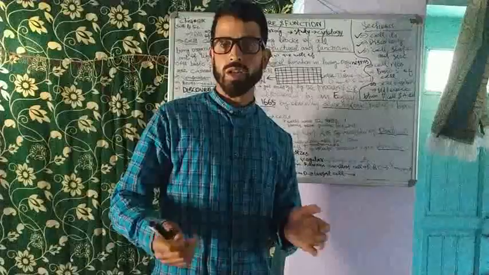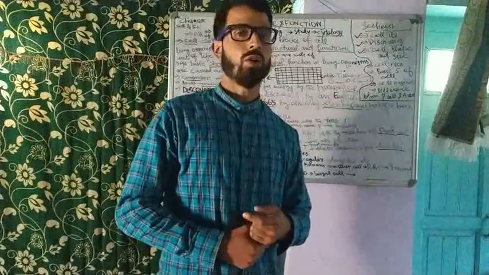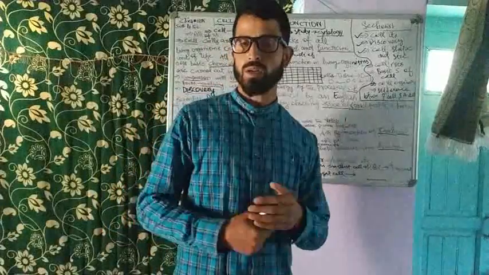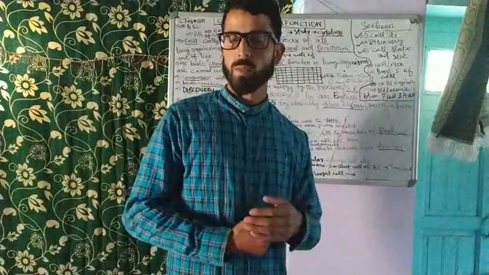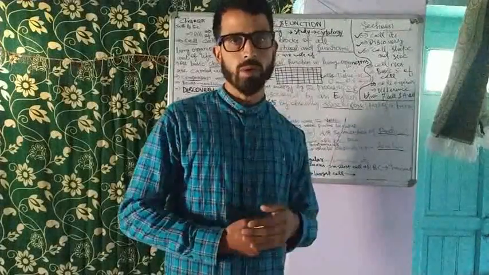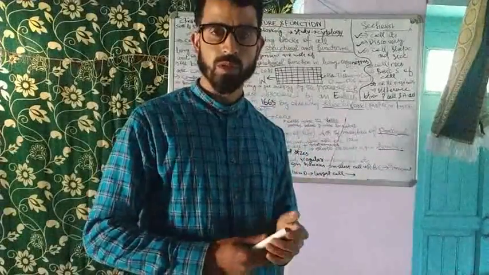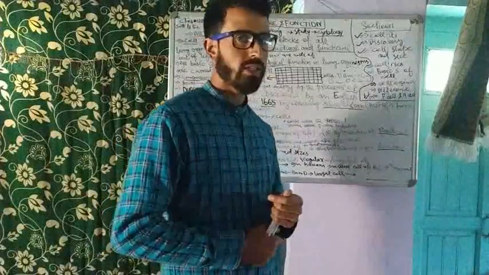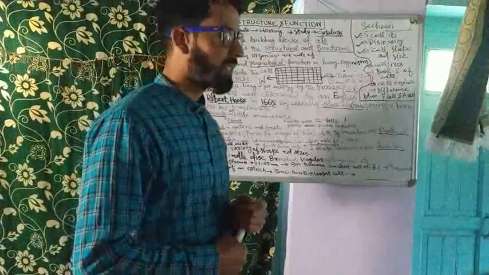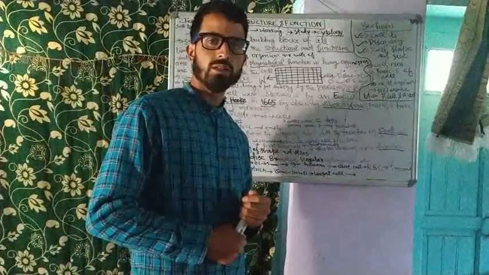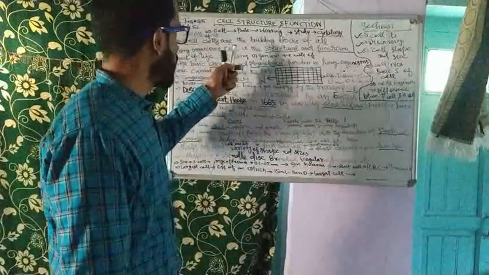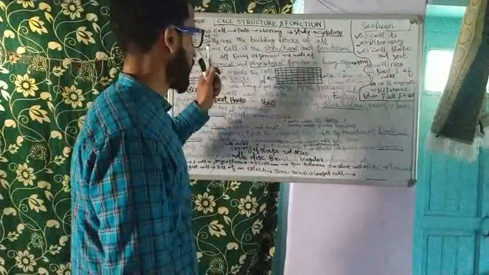So all living organisms are made up of many organ systems, and these organ systems are made up of organs, which are made up of tissues, and tissues are made up of cells. So firstly we will see what these cells are. The study of cell is known as cytology. Cells are the building blocks of all the living organisms.